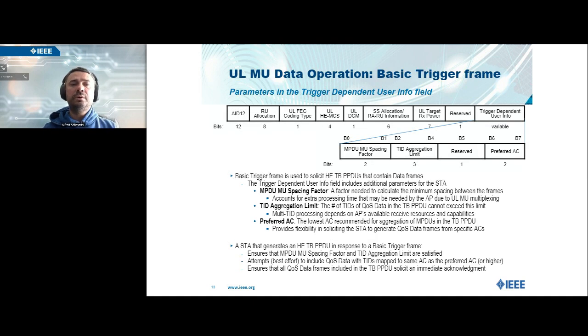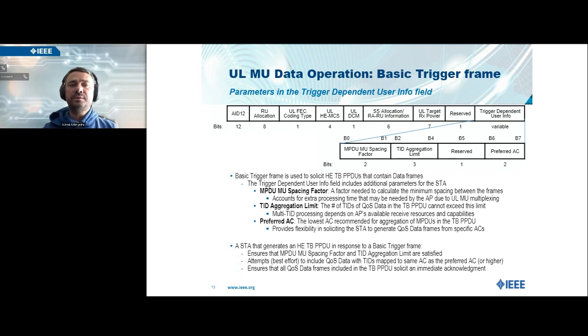So now we're going to go a little bit more in detail on the different variants of the trigger frames that are defined. For example, for the uplink MU data operation, the basic trigger frame is the only variant that allows stations to aggregate data frames in the HE trigger-based PPDU that they are going to generate. All the other variants, as we'll discuss a little bit more in detail later, do not allow data frames to be added to the HE trigger-based PPDUs.